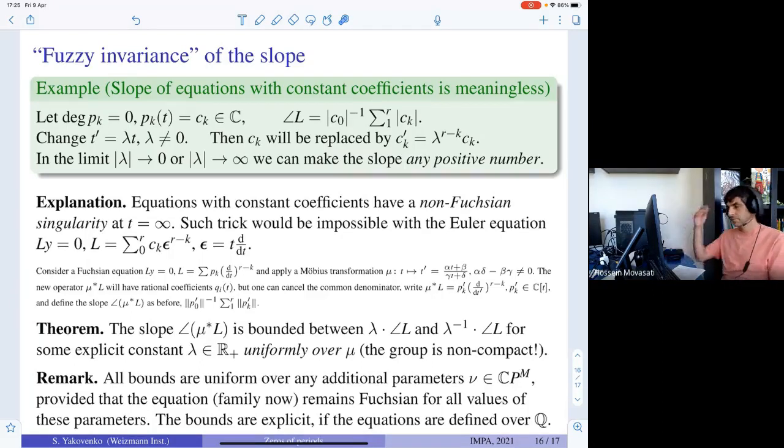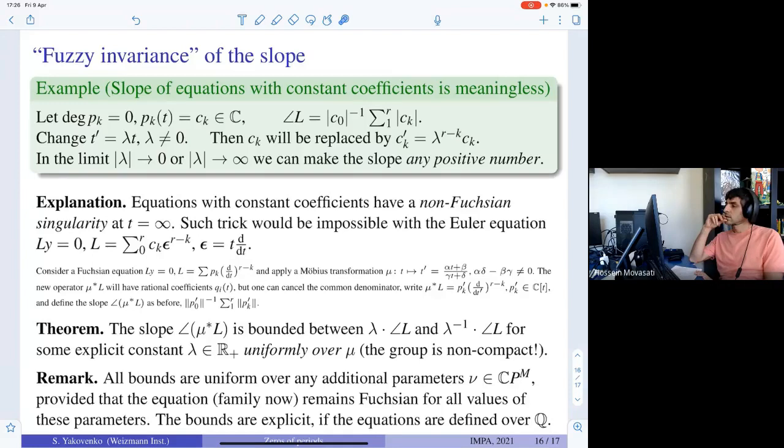Some equations really do have many zeros. The explanation of this phenomenon is, of course, the fact that the equation with constant coefficients has a non-Fuchsian point at infinity. It has an irregular singularity at infinity because exponents, no surprise, grow exponentially at infinity. And so the equation is non-Fuchsian. And I insisted that I would work only with the Fuchsian equations. Otherwise, I would say nothing.